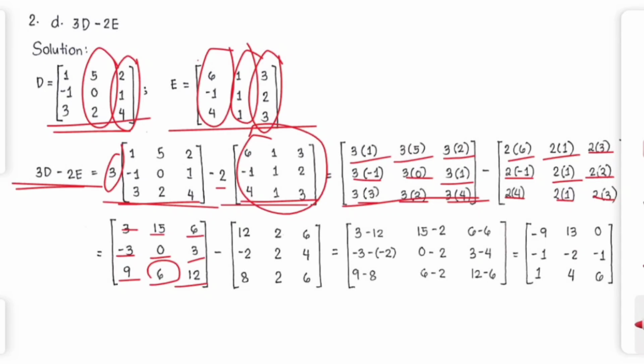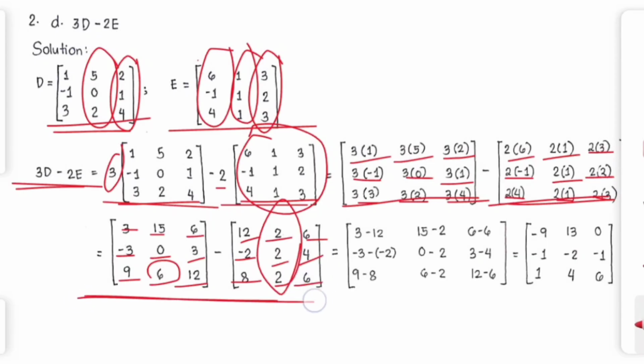As for this one, 2 times 6 is equal to 12, and then 2 times negative 1 is equal to negative 2, 2 times 4 is equal to 8, 2 times 1 is equal to 2, 2 times 1 is equal to 2 as follows here. And also we have 2 times 3 is equal to 6, and then 2 times 2 is equal to 4, 2 times 3 is equal to 6. So now we get the product of 3D and the product of 2E.